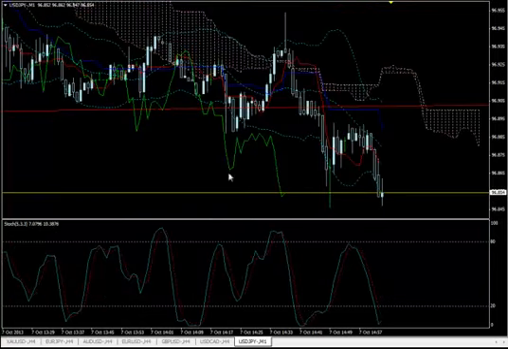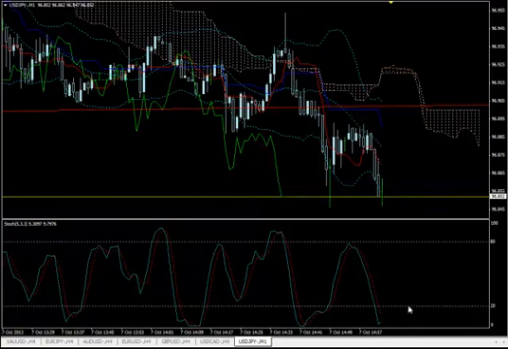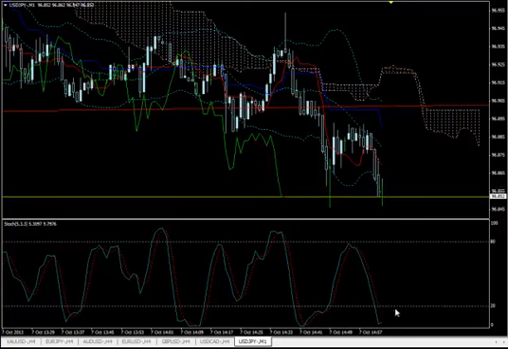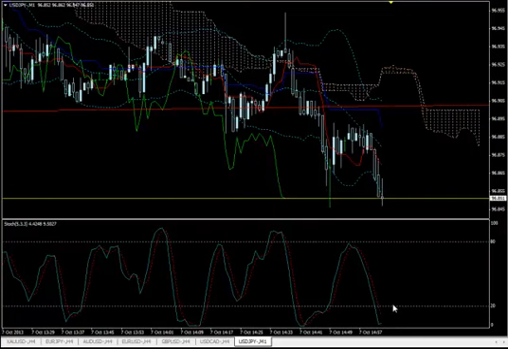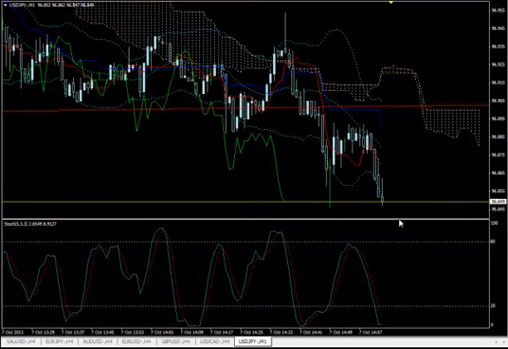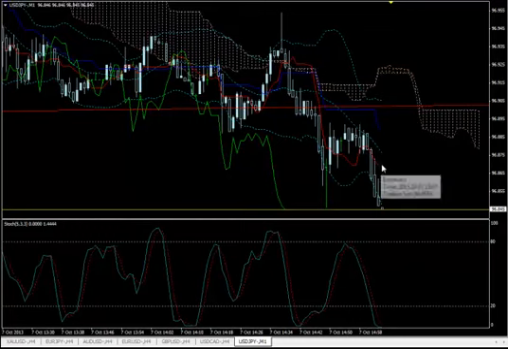Let's go to M1. On M1, we already have a winner. The stochastics have gone below the 20 level, and they are turned upwards, and the moment they touch the 20 level line and go above it, we know that reversal is done, or at least on the M1 time frame. The next thing we want to see on the M1 time frame is the price to jump above Tenkan-sen.